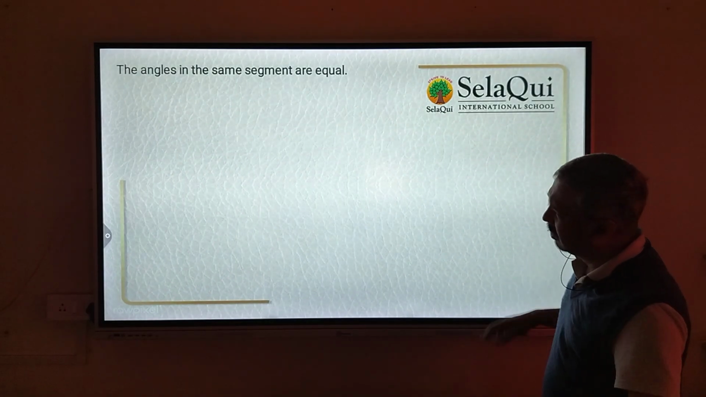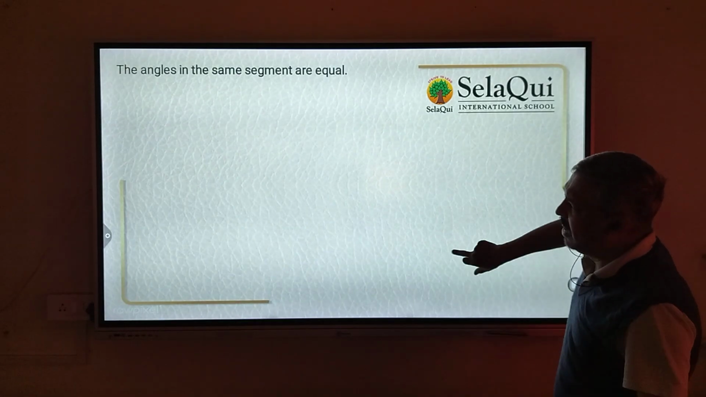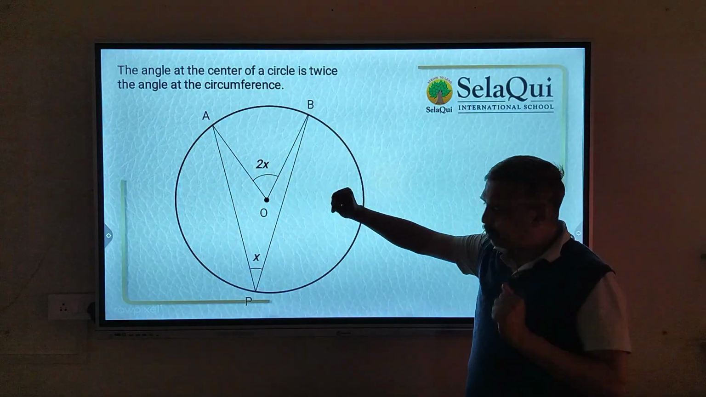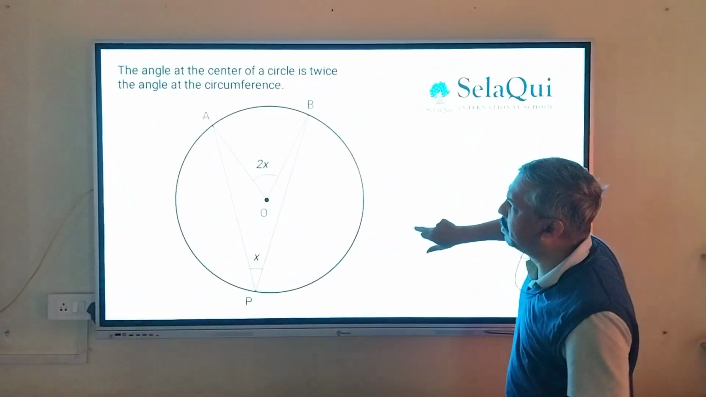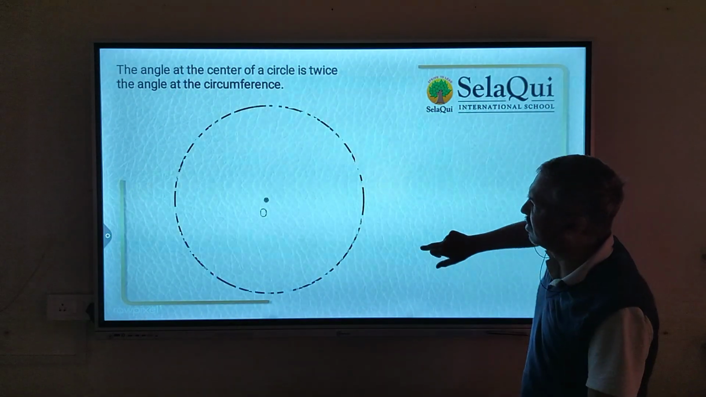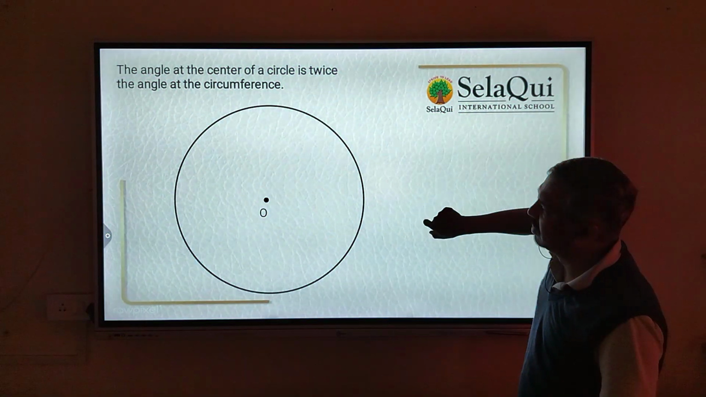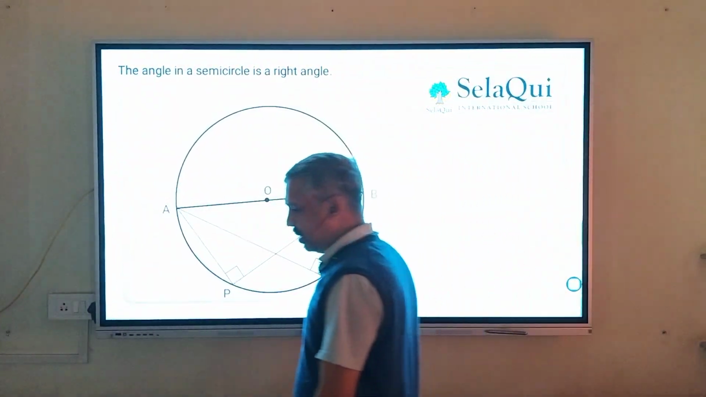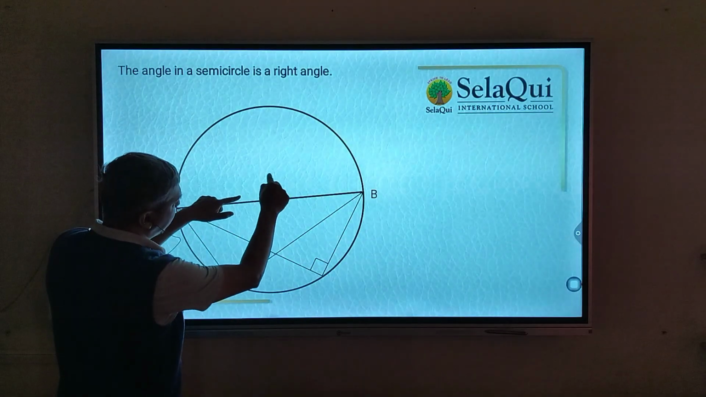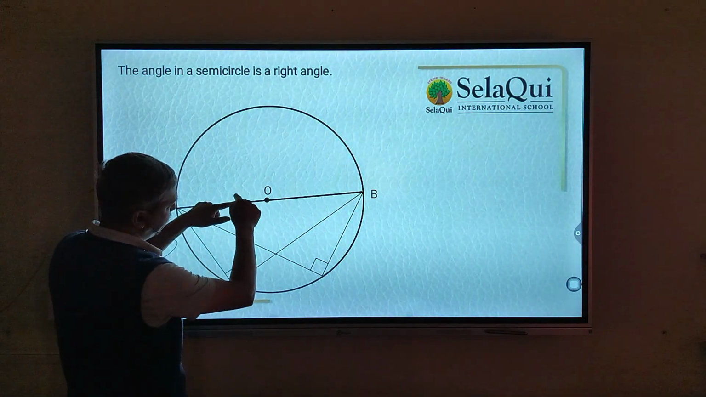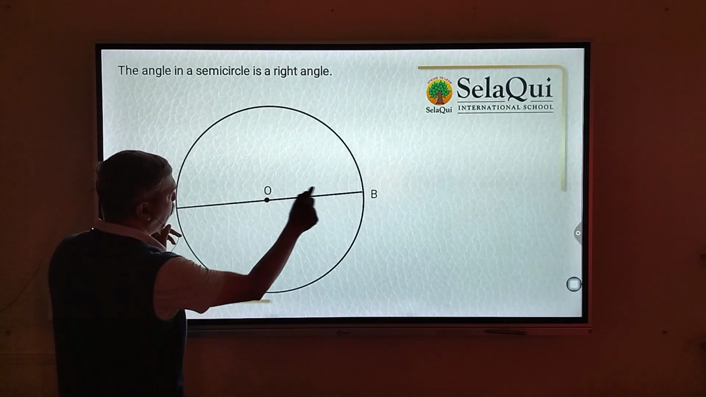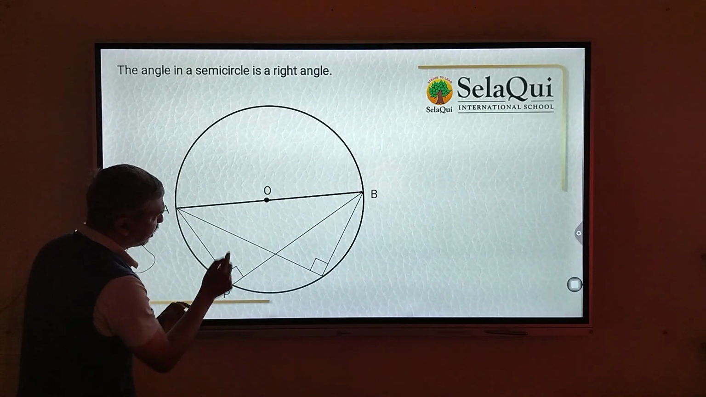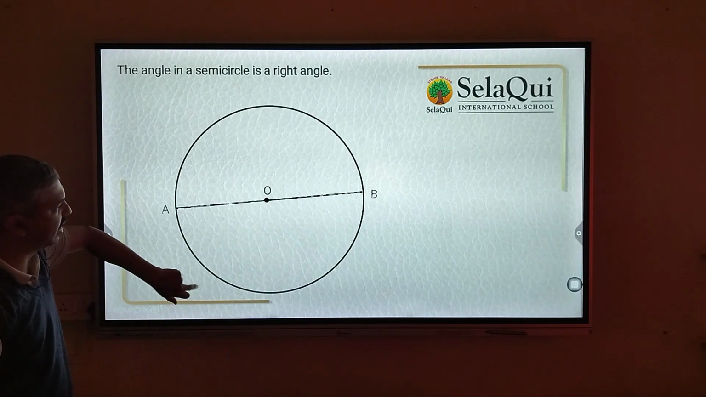Next, this theorem can be used to prove this one. This entire angle from here to here will be 180 degrees. The angle at the center AOB will be 180 degrees. If this is 180 degrees, then the angle at the circumference will be half of that, and half of 180 degrees is 90 degrees.